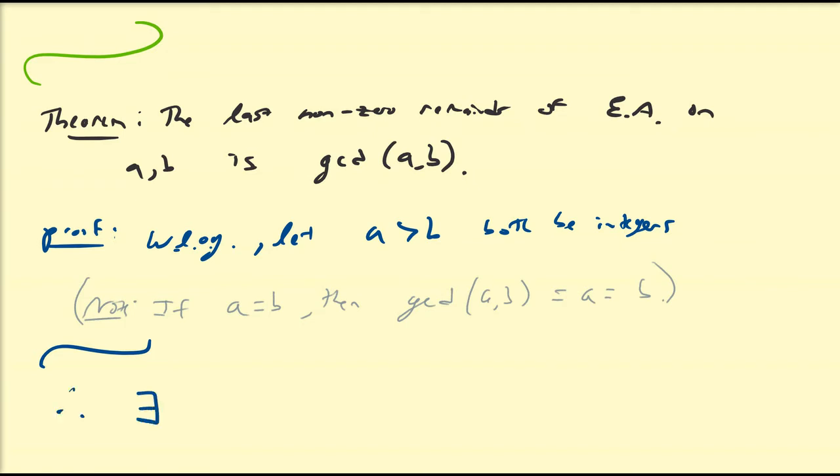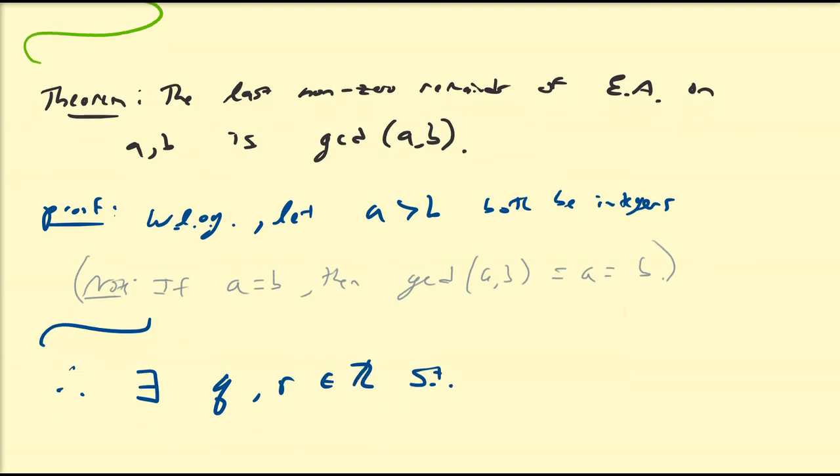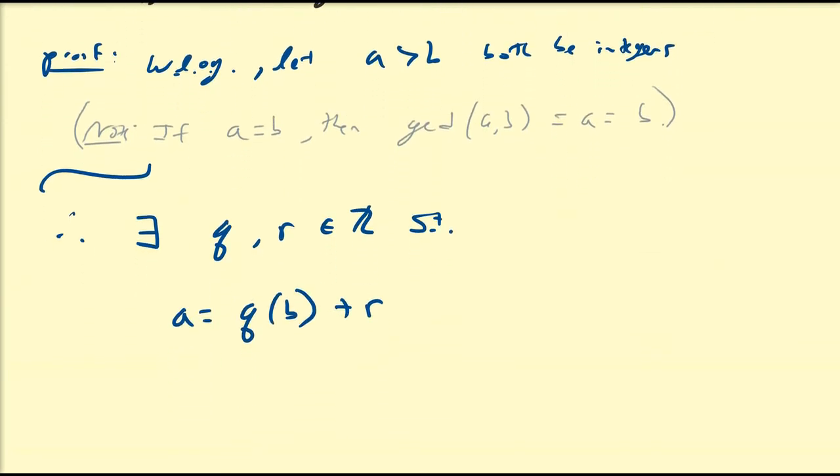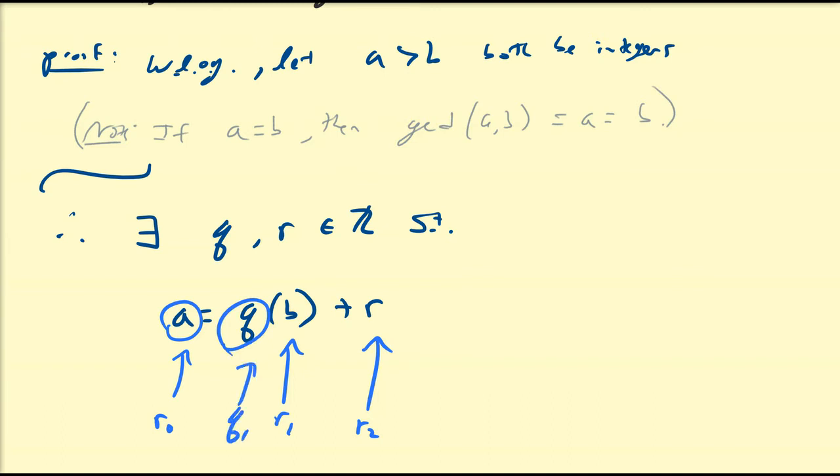So that means there exist these numbers Q and R such that the following is true: A is equal to Q times B plus R. And then we're going to repeat this process over and over again, so we need to start defining sequences of things. What I'm going to do is define A to be equal to R0, define B to be equal to R1, and define the remainder from this quotient to be R2. And this quotient here, Q, I'm going to define to be Q1.